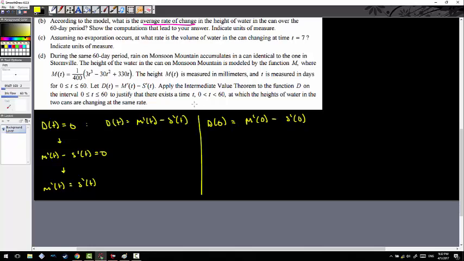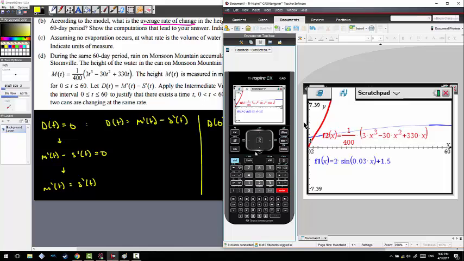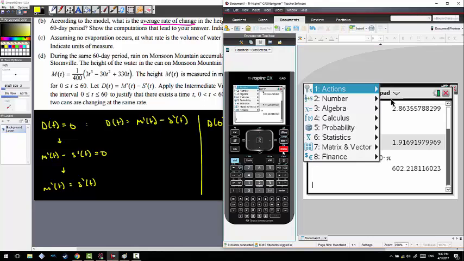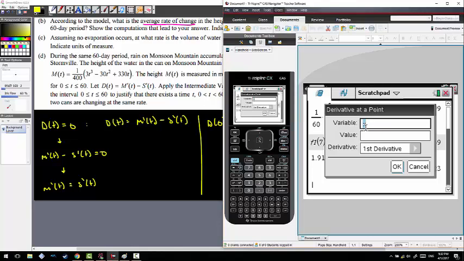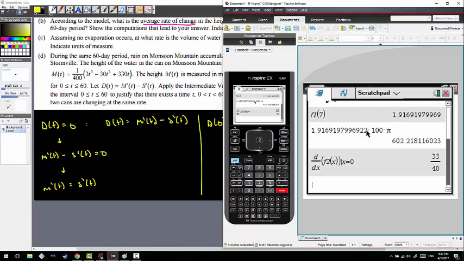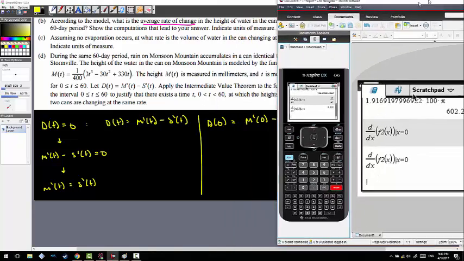I'm going to plug M into the calculator here. So I've got M, that's my f2, hit enter, cool. And we're going to tab out of this. If I wanted to find M prime of 0, I'm going to use that function, derivative at a point. Value is 0. And I'm going to look up f2 of x. Boom. That's 33 over 40. I want to get that into a decimal, please. Okay, that's 0.825.